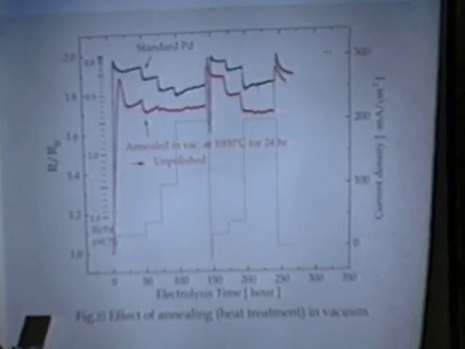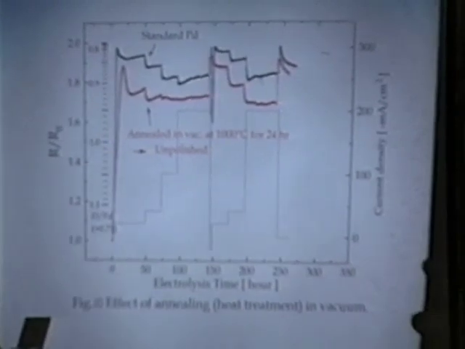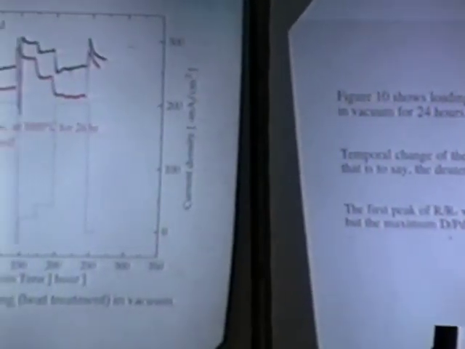Next, I'd like to talk about the heat treatment in vacuum. This shows the loading behaviors of palladium heated in vacuum at 100 centigrade for 24 hours, but the surface polishing was not provided. At the beginning of the electrolysis, the temperature change of resistivity was gentle. This means the deuterium absorption ratio is very slow.